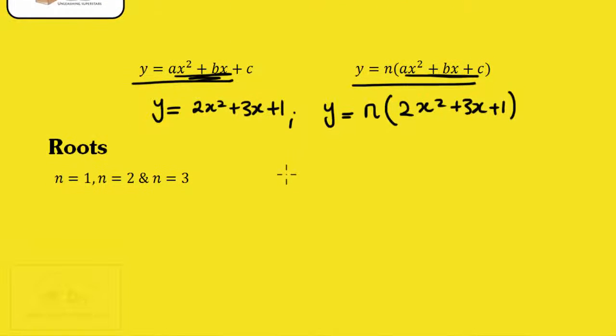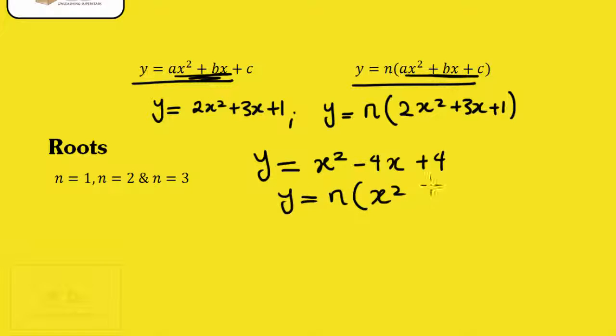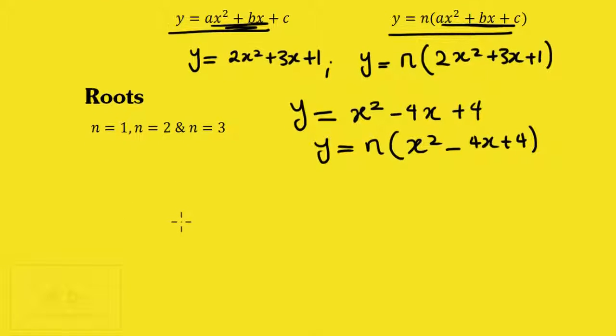So I'm going to give you an example equation. I'm going to give you the equation y equals x squared minus 4x plus 4. This is an equation. Now, I'm going to say that this equation has the same roots as the equation y equals n times the same thing, where n is, okay, I need to specify that n is not equal to 0. I think it's important I specify that.